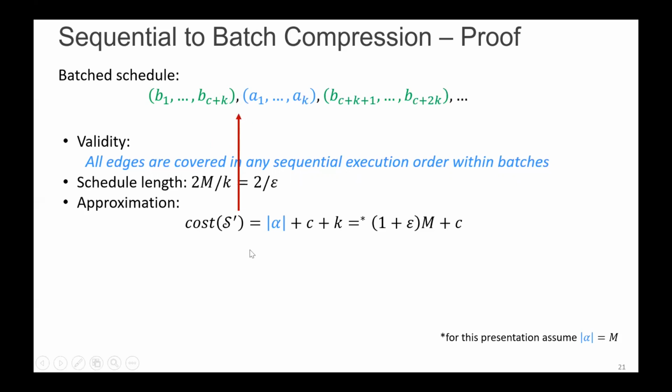And what is the cost here? It's the initial vertex cover plus c plus k vertices. This is how many we added. And just do the math and you'll end up with the claimed approximation factor.